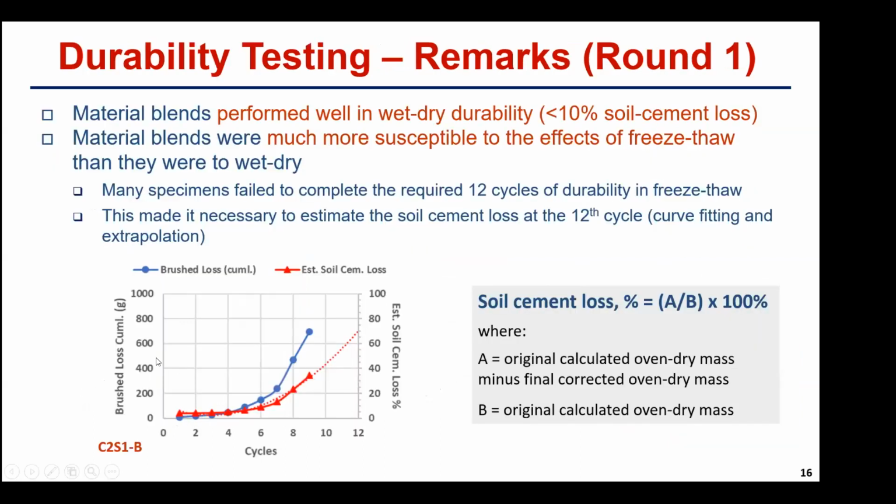One thing I would like to mention here is that since the results are based on 12 cycles, if some samples did not actually finish the 12 cycles, or they disintegrated before 12 cycles of testing, we had to extrapolate the graphs that we get to 12 cycles, so that we can estimate the soil cement loss after 12 cycles. This did happen for a few of the lab prepared samples, and for three of the mixes in the field samples, as we will show later in this presentation.